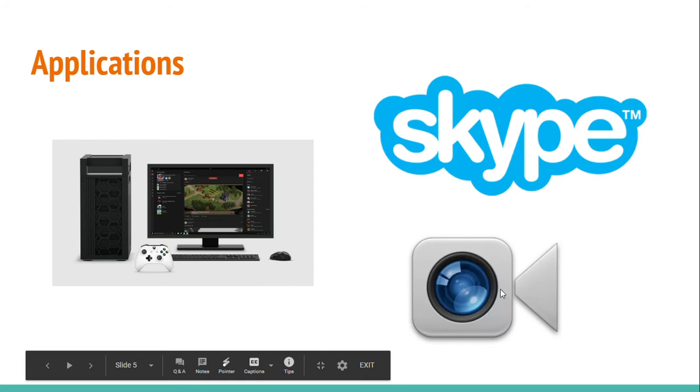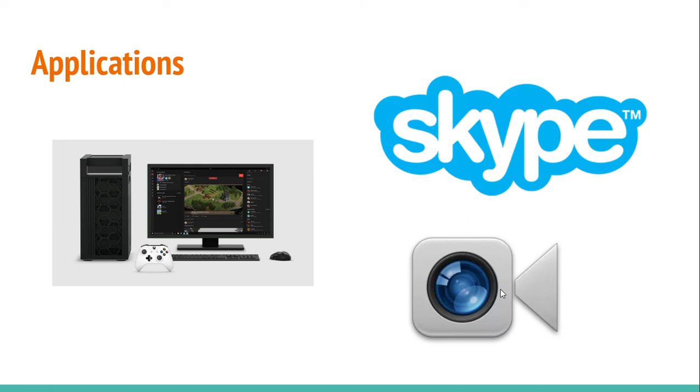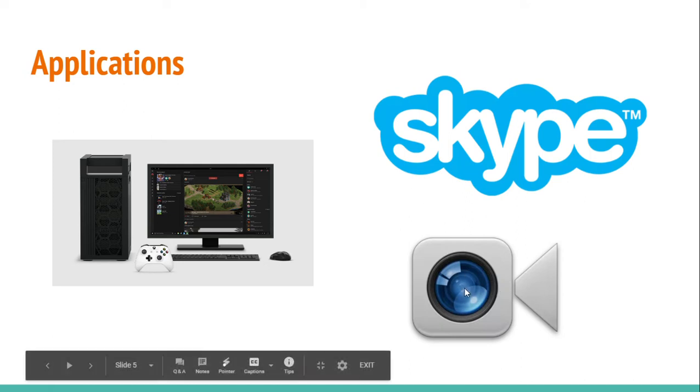And just another example of what an application computers have are photos and videos. Just like a phone, computers have the ability to take pictures and videos using the camera that is located at the top of the screen.